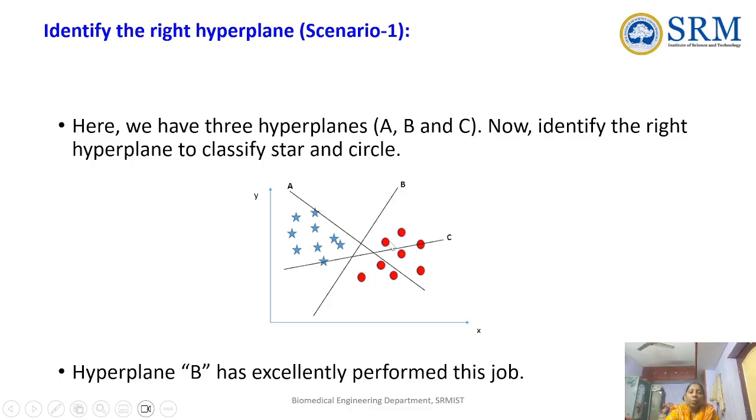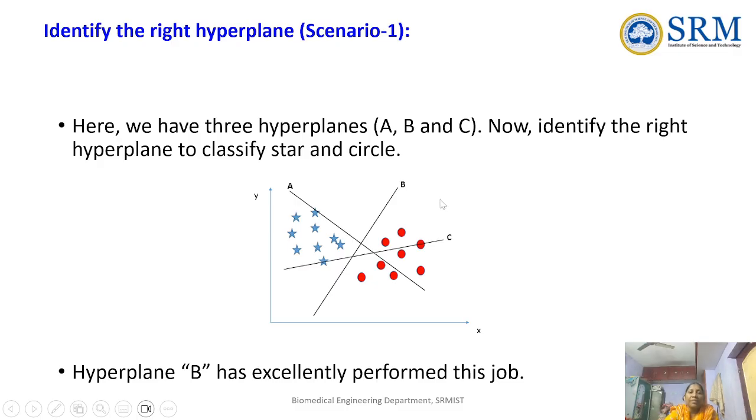Okay. Now you see the B hyperplane. Check either side of the B hyperplane. On one side you have only the stars, and on the other side you have the red circles. Also, you can see the maximum margin between the data points and the B plane on either side, with these two different data. Maximum margin is present. So we can say that the B hyperplane performed this job excellently.